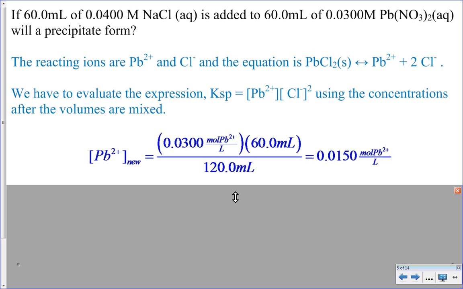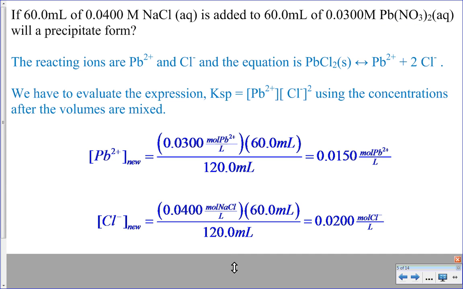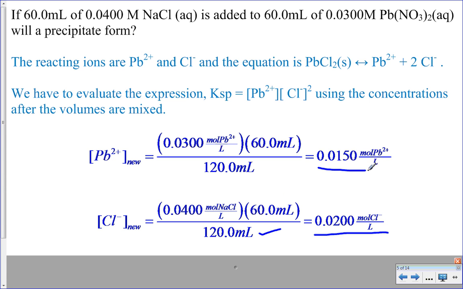I do the same thing with the salt, just substituting for the chloride its original concentration and its original volume. Everything in this will have the same total volume. So now I have two concentrations after they are mixed but before they react. So I have the concentrations that I can now plug into my Ksp expression.